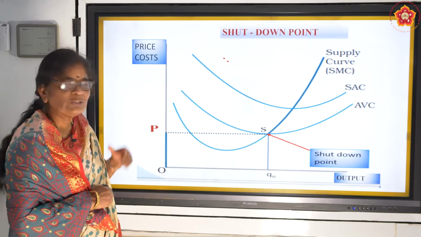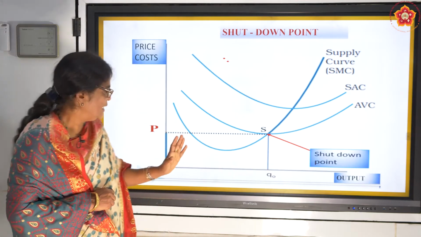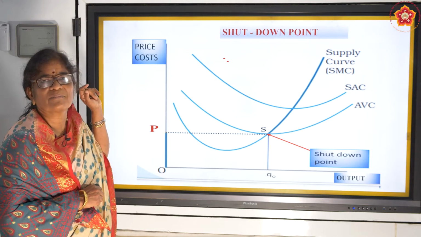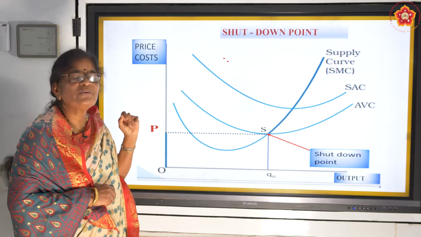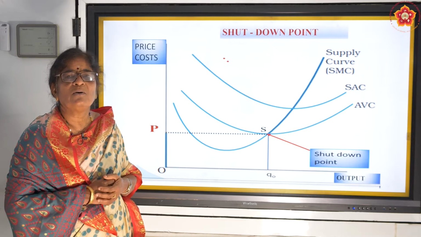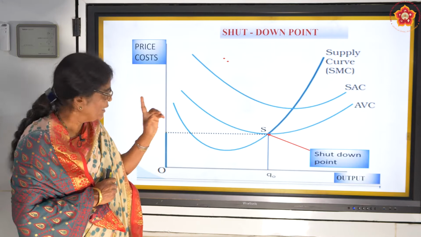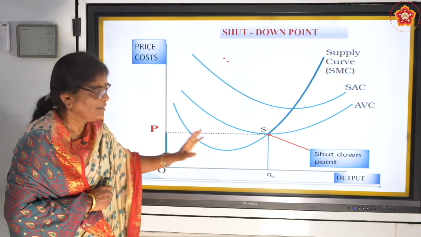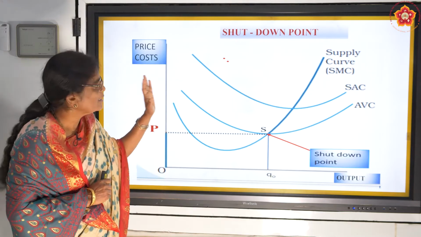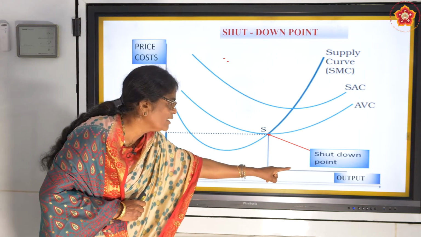This diagram explains that output is measured along the x-axis, and price and cost are measured along the y-axis. Therefore, from the exam point of view, when they ask you to explain a short-run supply curve of a firm or a long-run supply curve of a firm, the first thing you have to do is label the diagram. You have to mention what the x-axis denotes and what the y-axis denotes. The diagram itself will speak pages of messages. Therefore, first mention output.